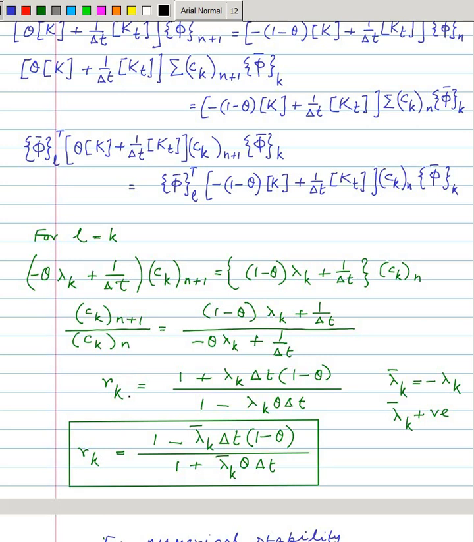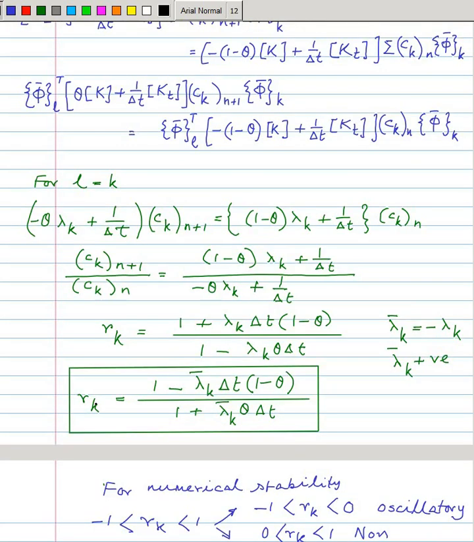if this R_k is between 0 and 1, then it monotonically converges. But if it is between -1 and 0, that is R_k is negative, there will be oscillatory convergence. That means this is, say, 0.9, then -0.8, then 0.7, then -0.6. So it converges in oscillations if R_k is between -1 and 0.